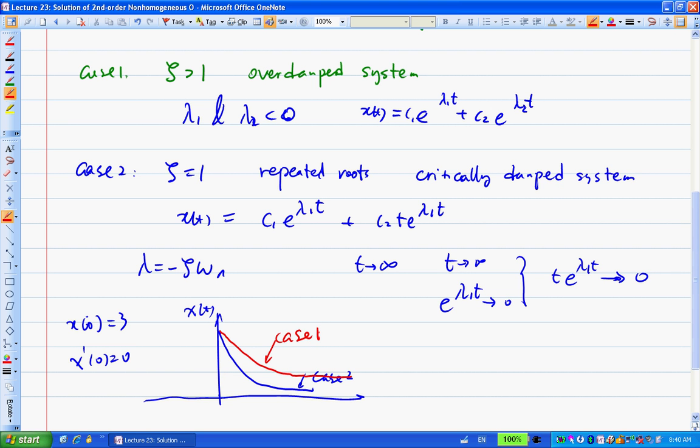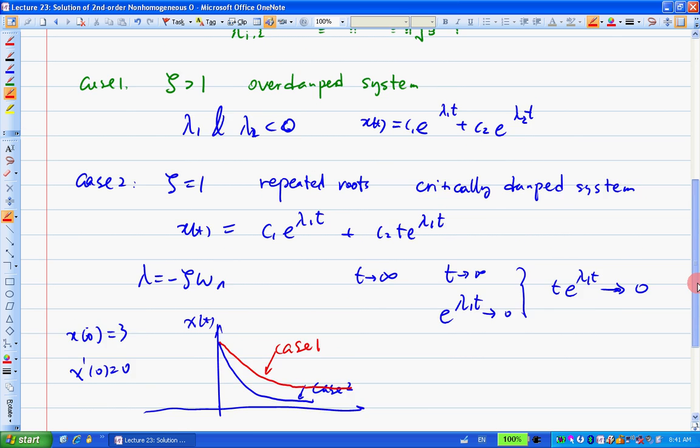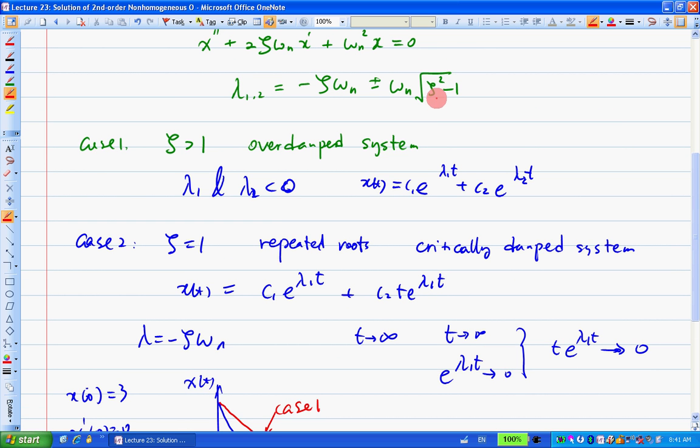So that's the second case here. So the third case is when zeta is less than 1. So now you should see oscillation. When zeta is less than 1, what's my lambda? Lambda here is the square root of a negative value, right? Then you have a complex number basically. Now you got a complex number showing up here.